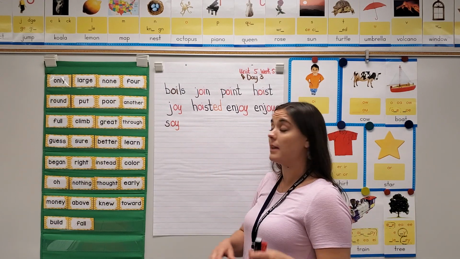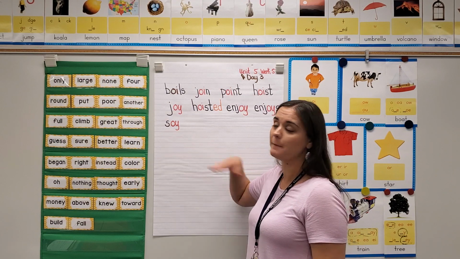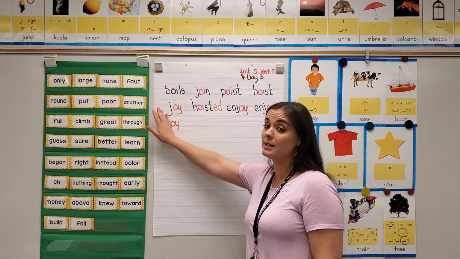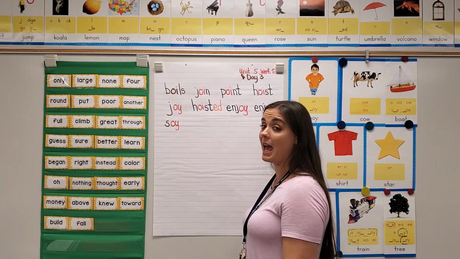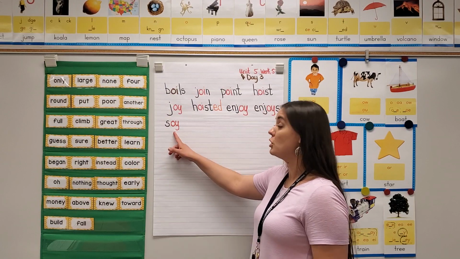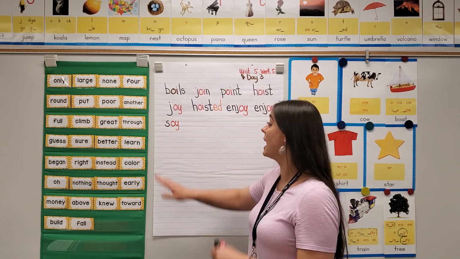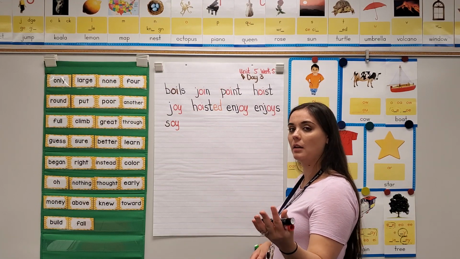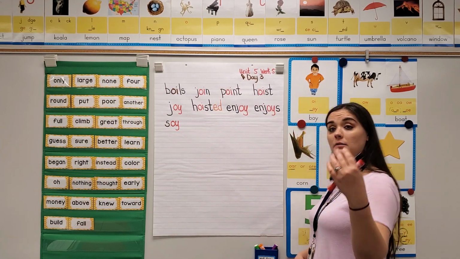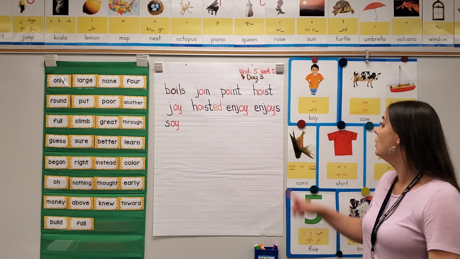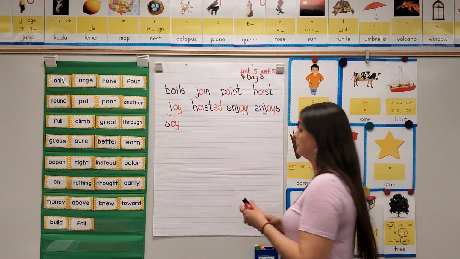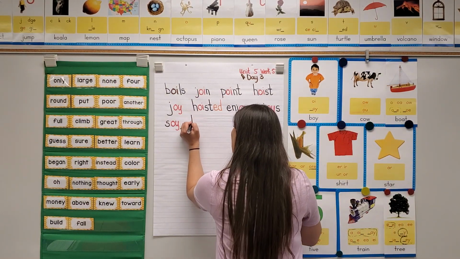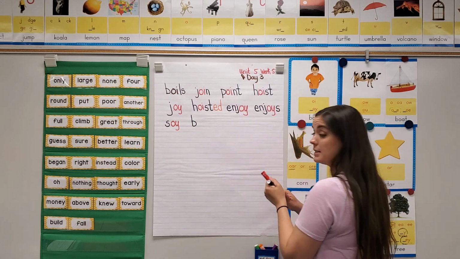So I'm going to do some letter math. I'm going to take this word soy. I'm going to subtract the s and add a b. So soy, subtract s and add b. What word do you think I'm going to make? Excellent. Boy, your turn. B. Boy, boy. B says ba.